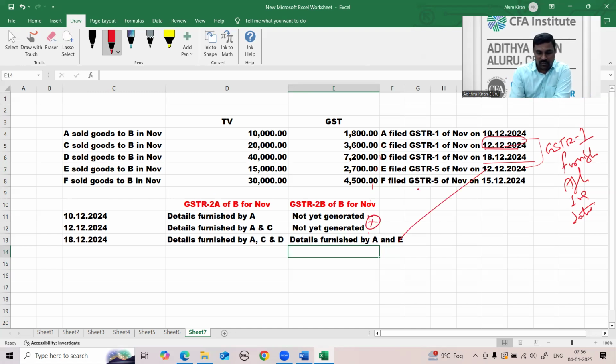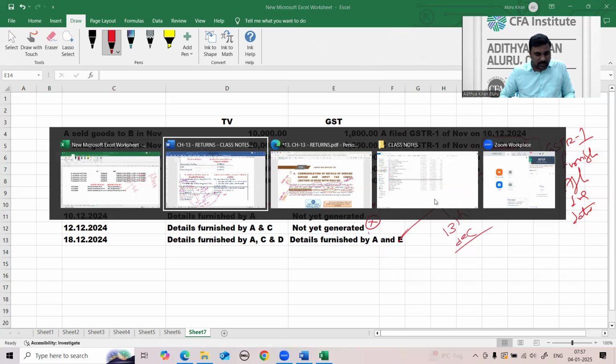For E, the GSTR 5 due date is 13th December. Therefore, he furnished before his concerned due date. Accordingly, that is reflected in GSTR 2B of B for the month of November. Okay, that is very important. That's the second point.